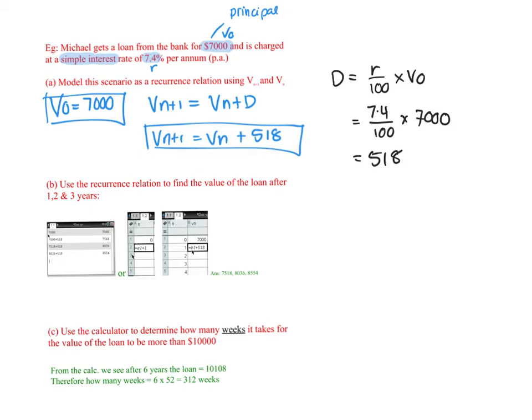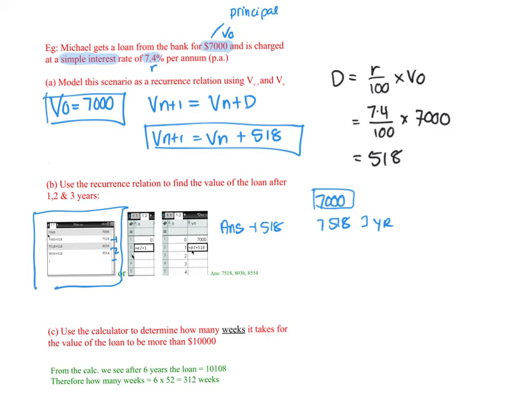All right, so part B, it says use the recurrence relation to find the value of the loan after 1, 2, 3 years. So this is where you just do it in the calculator, just follow this method. We don't need to worry about that other way. So here I would pop the 7,000 into the calculator, press enter, then you get Ans. We would say Ans plus 518, and we get 7,518, and just then press enter. It says 1, 2 and 3 years. So this is the beginning, so this is not 1 year, this is 1 year, and then you do over here. So we've got 1, 2, 3. The third year ends up being 8,554.